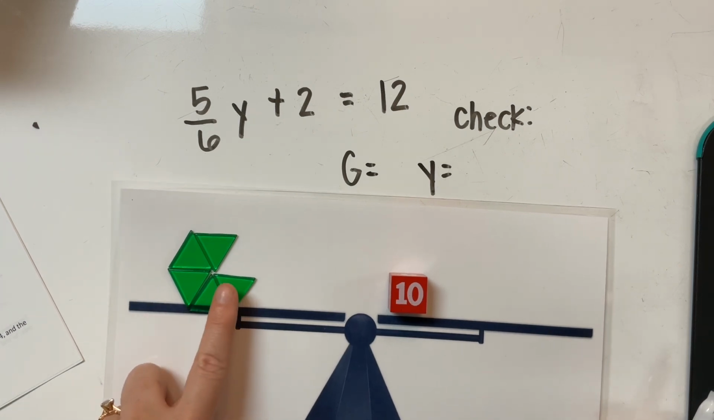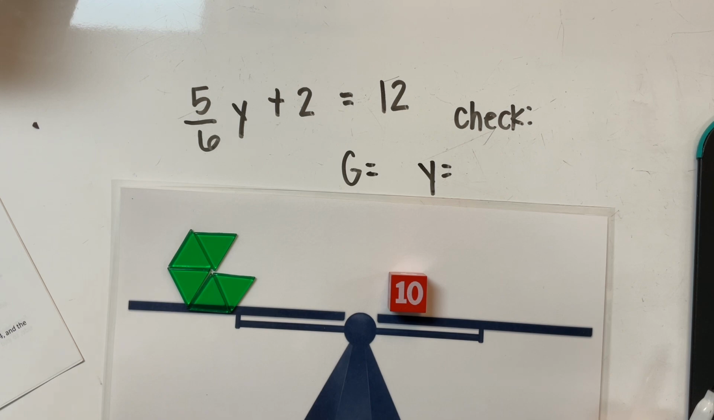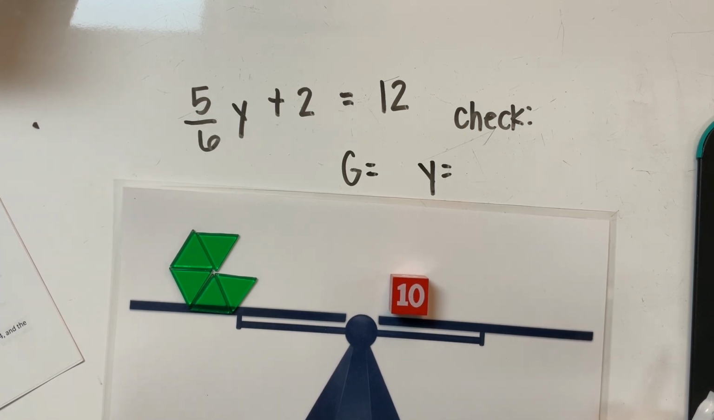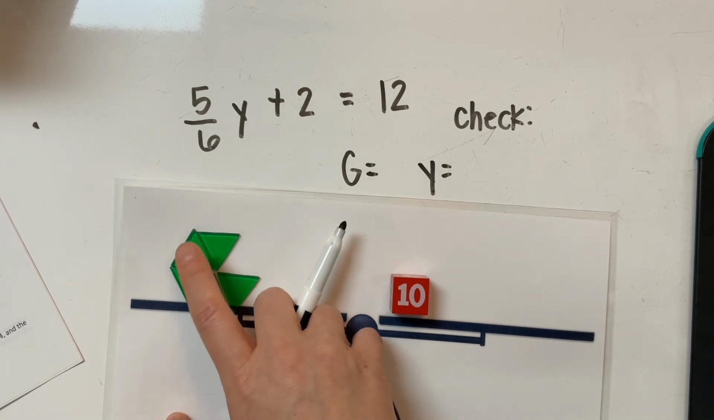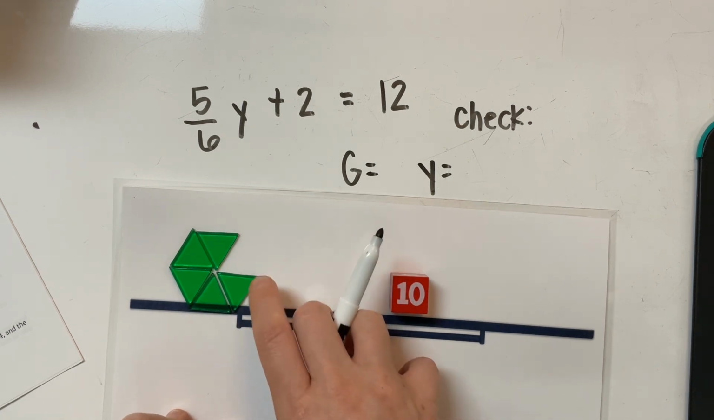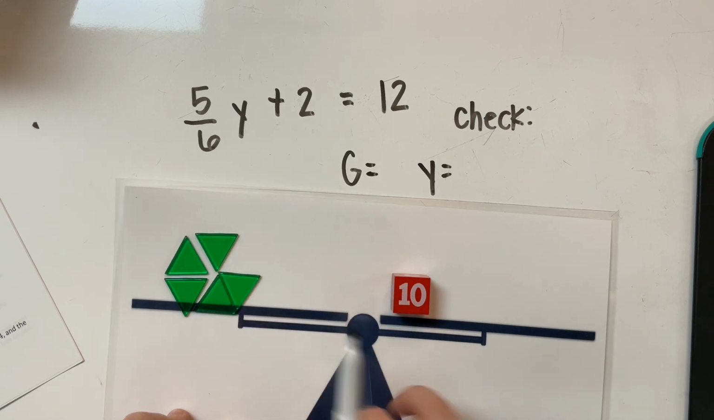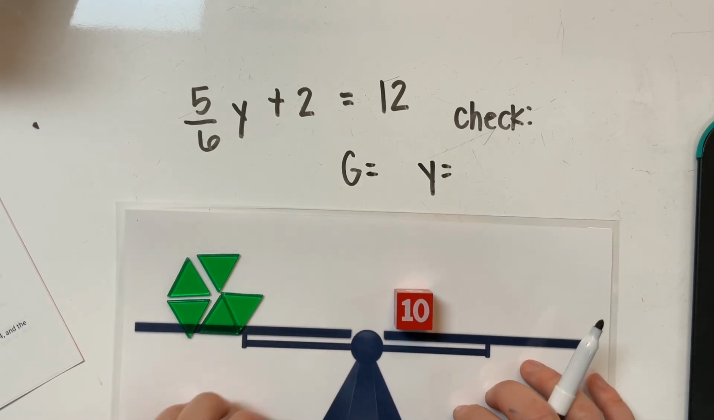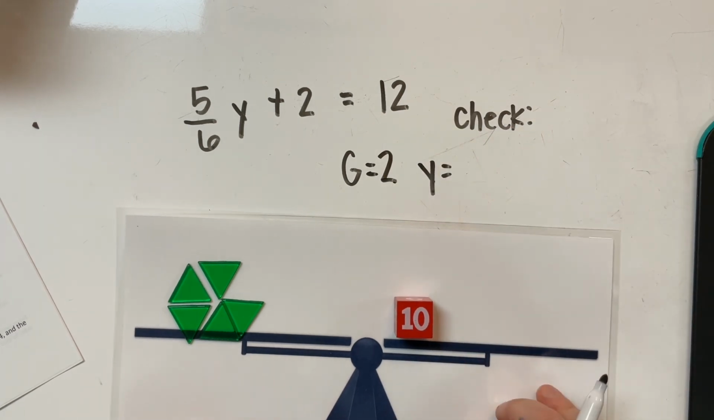So now I can see that 5 triangles is equal to 10. So if 5 triangles are equal to 10, then what would 1 triangle be equal to? Well, you could try 1, 2, 3, 4, 5. Well, that doesn't work. So now I'm going to try 2, 2, 4, 6, 8, 10. Well, that works. So 1 green is equal to 2.